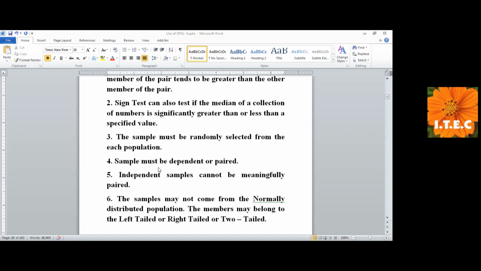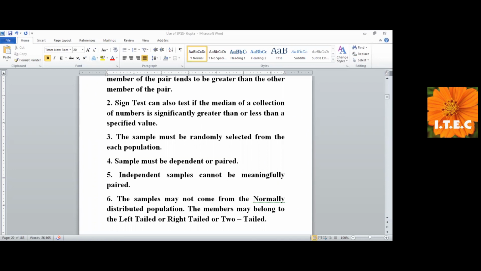Once I say they must be dependent, it means the same. When I become my own pair, then I depend on myself. That is the meaning of this. Then independent samples cannot be used, that means you cannot have me in the pre-test and someone else in the post-test. You cannot do that. So that is the meaning of the fifth one.